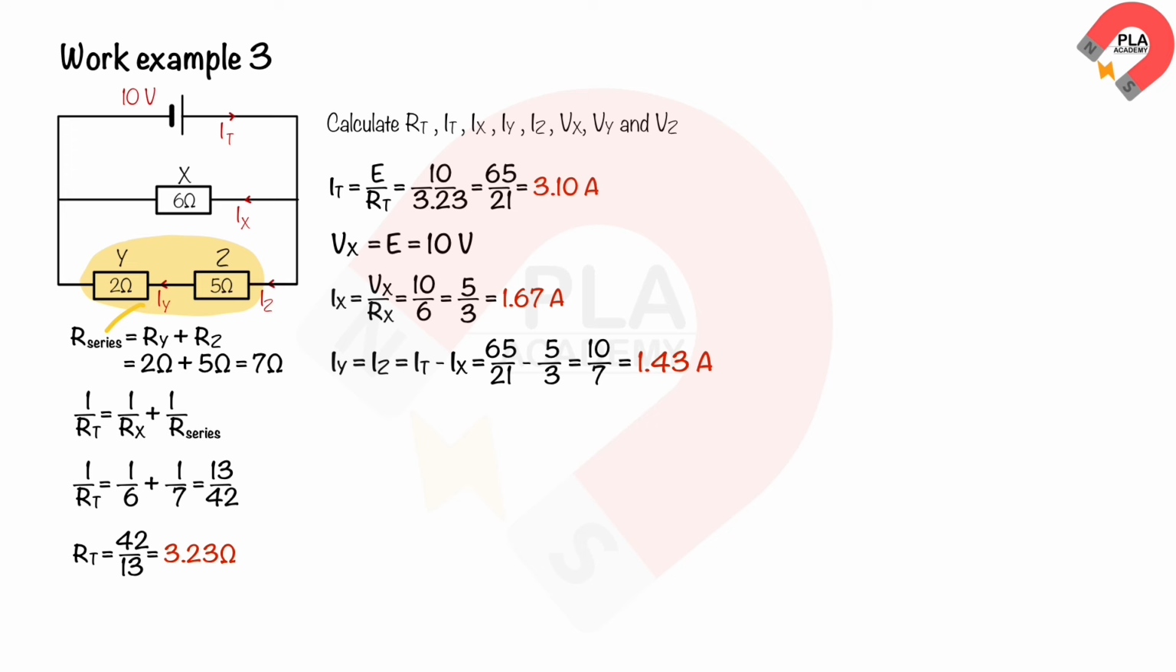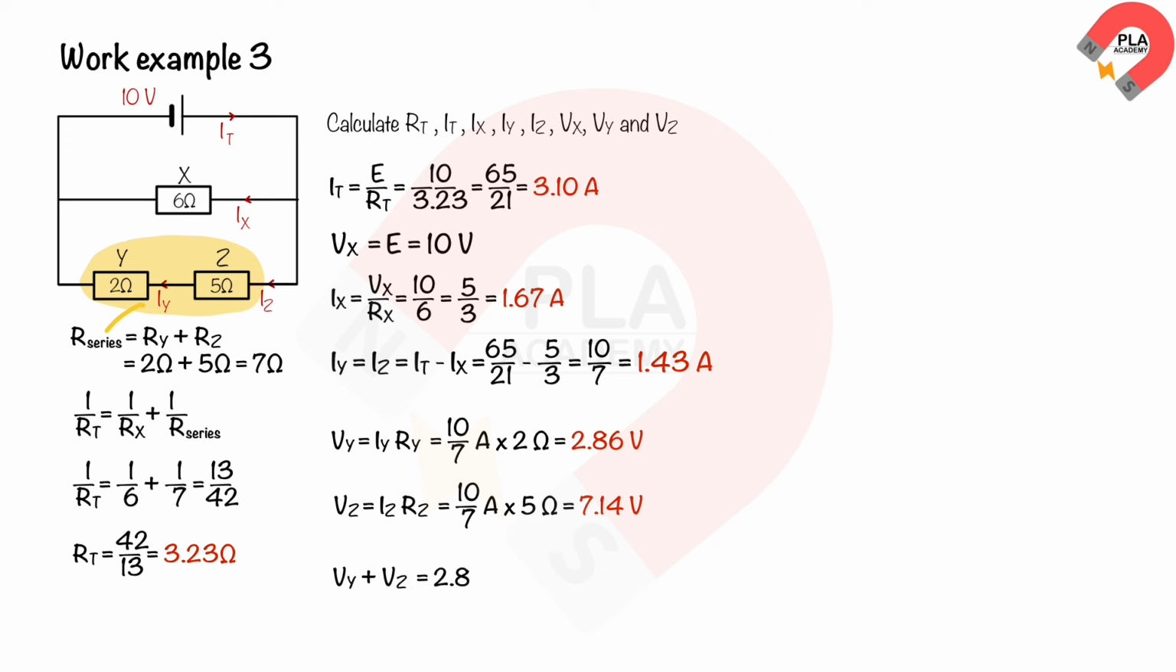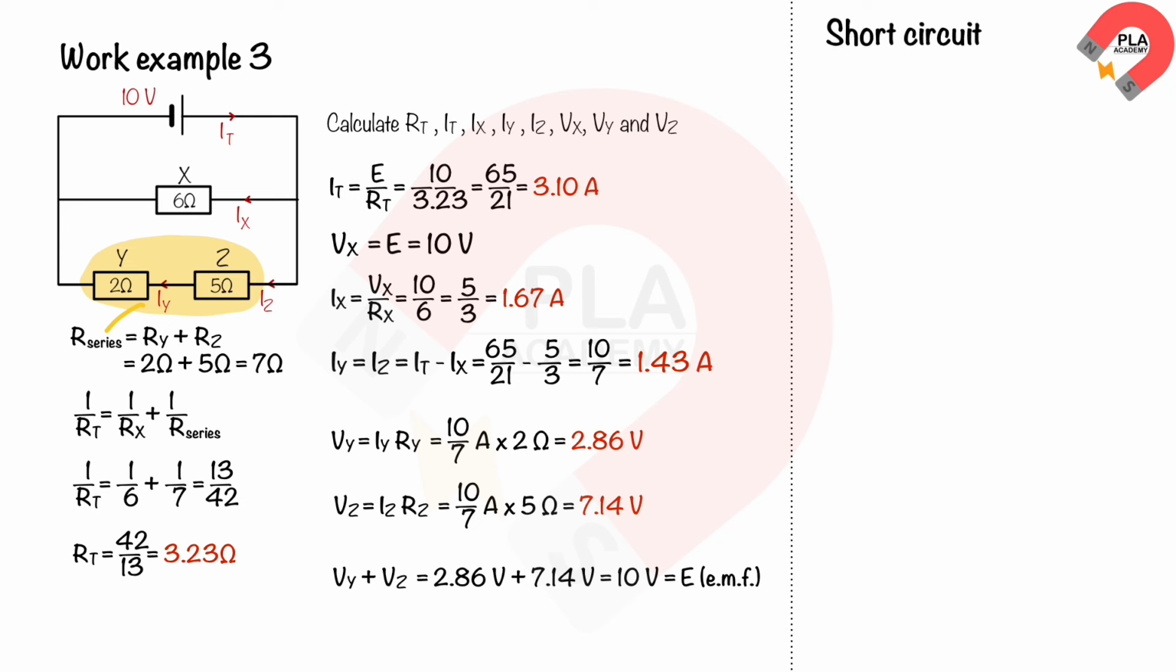Calculate VY using the equation VY equals IY times RY. Substitute IY equals 10 over 7 and RY equals 2. So VY equals 2.86 volts. Calculate VZ using the equation VZ equals IZ times RZ. Substitute IZ equals 10 over 7 and RZ equals 5. So VZ equals 7.14 volts. You see that VY plus VZ equals 10 volts equals the EMF of the battery.